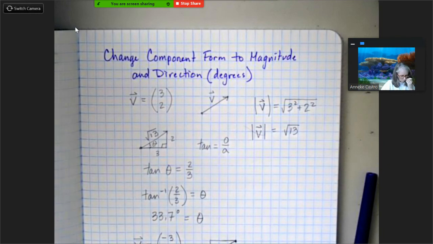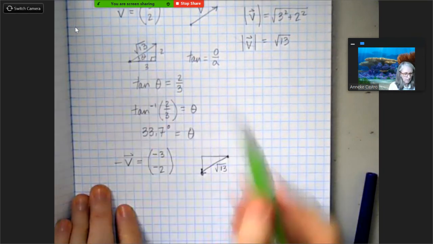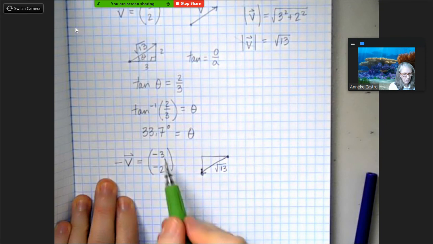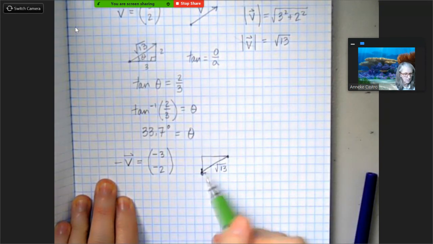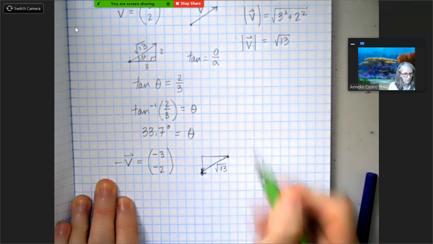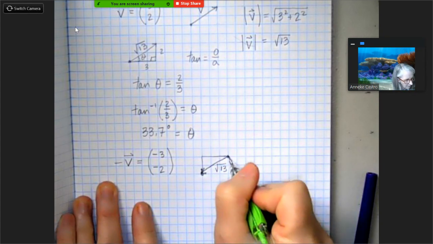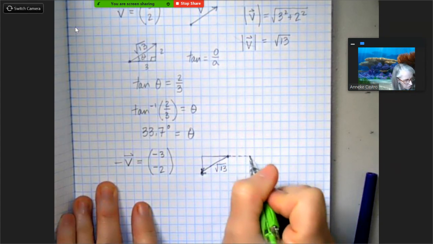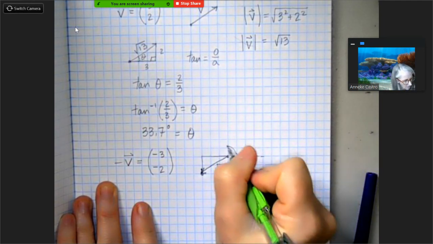Now remember though, for the angle, oops, you can't see that. I am so sorry. Okay, sorry, I'm doing the opposite. What about the opposite of vector v? The opposite is going to be, I just changed the signs on these, -3, -2. So see, it has the same magnitude, but it's going in a different direction. It's going to the left and down rather than to the right and up. Remember though, we need to find the angle in relationship to the x-axis, to right here. So the angle is this.